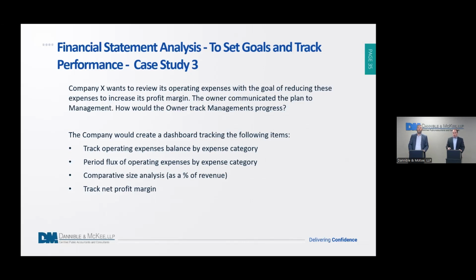Another great tool is a comparative size analysis. So you're basically taking all of your revenue or all of your operating expenses by key category, and you'll divide it by a percentage of revenue and basically track that percentage period over period. And the last one here is a little bit more obvious. You would track your net profit margin.